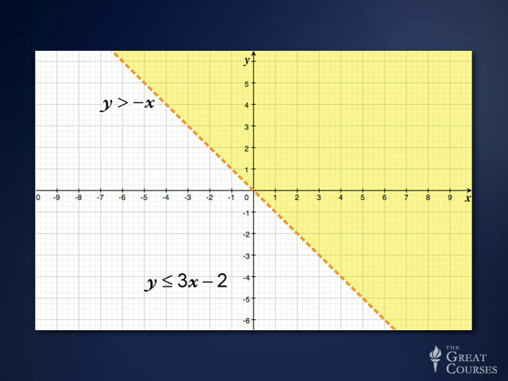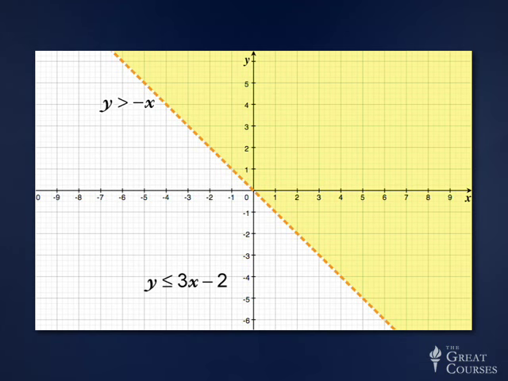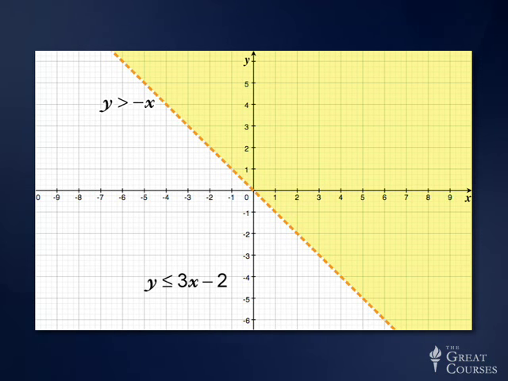I need to start by drawing the boundary line for that inequality, and that's going to be y equals 3x minus 2. And that's going to be a solid line because the inequality that it corresponds to is y is less than or equal to 3x minus 2. And drawing y equals 3x minus 2 isn't too hard. I've got a y-intercept at negative 2, and I have a slope of plus 3.